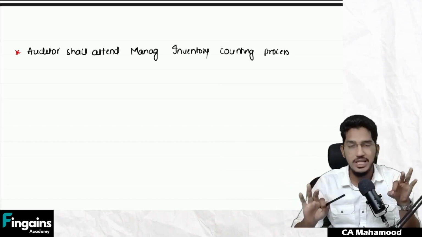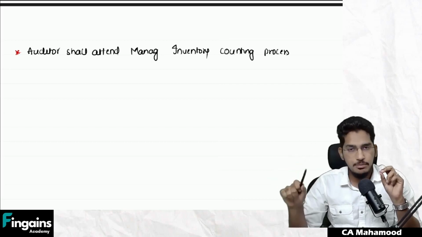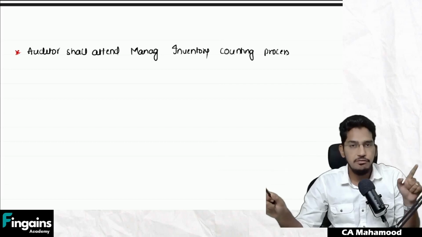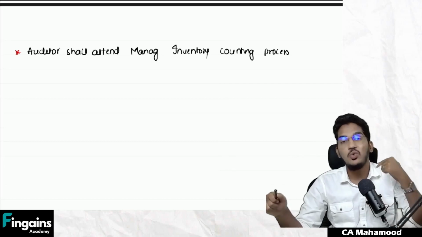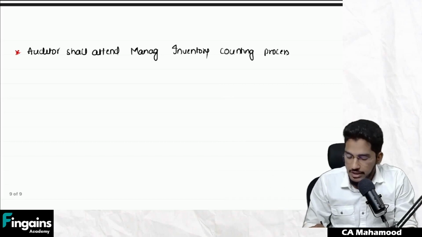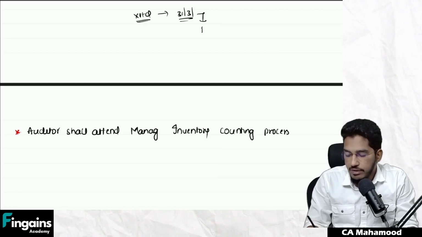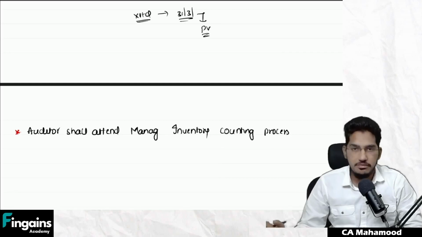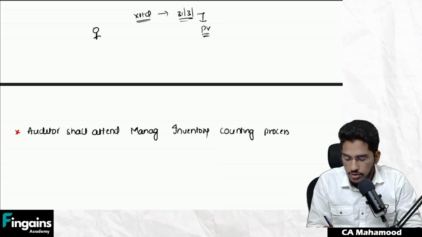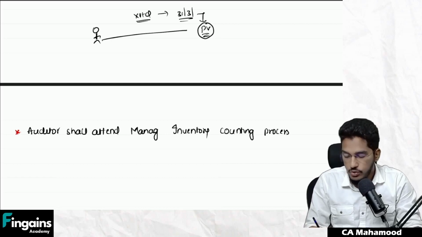Whenever the management of your client company is doing physical verification, they will inform you. As an auditor, you should try to attend that inventory counting process done by the management. So assume that I am conducting audit of the client company X Limited. The management informed me that, sir, as on the balance sheet date, as on 31st of March, we are doing physical verification of our stock. Please come and visit us. So now as an auditor, you should go and attend that inventory counting process.